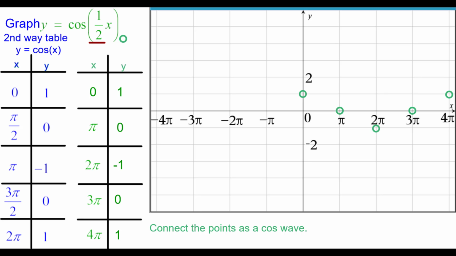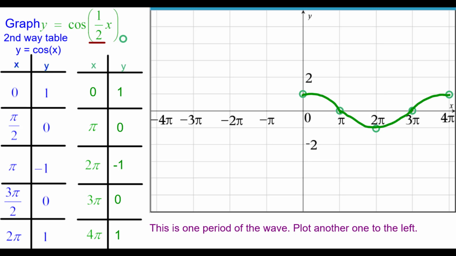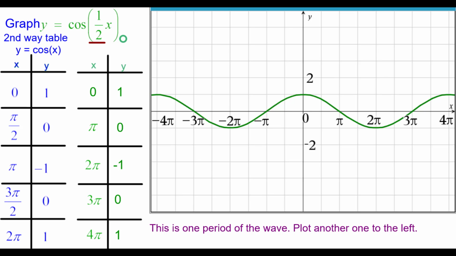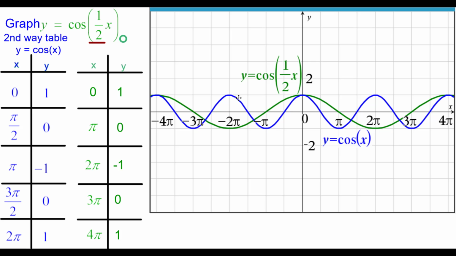Connect the points as a cosine wave: concave down, concave up, concave down. This is one period of the wave. We'd like you to plot another one to the left by backing each point up by the period, which is 2 pi. And we can compare that to the blue parent function.